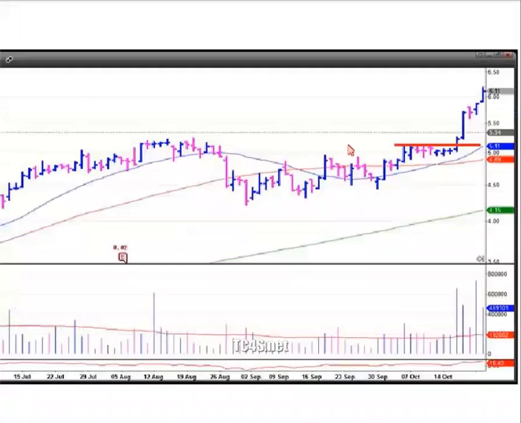Now this is another one here. I'm just going to point out, you'll see very tight action. See how we tighten up here? Sometimes you'll see where you'll have almost no fluctuation at all.